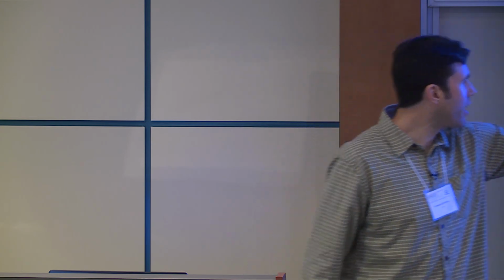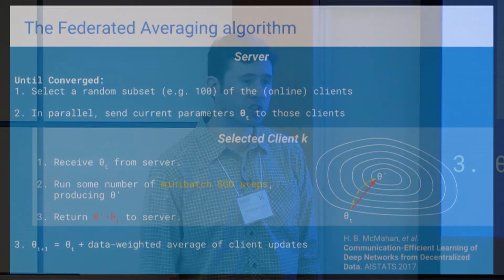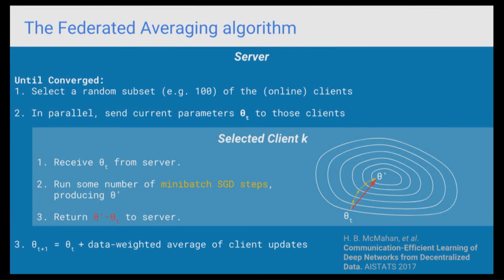And then, once the client has computed these updates, just the change in the model parameters recommended based on the local data, it sends those to the server, and the server's job is really easy. It just computes a data-weighted average of those updates and applies it to the current model.